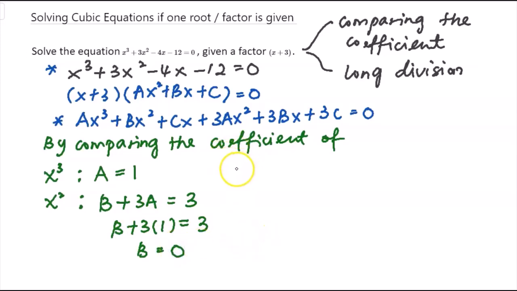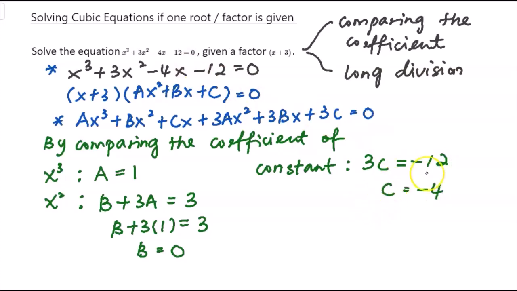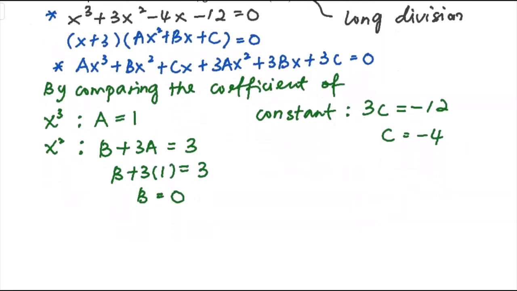Alright, so now thirdly, I will try to find the c. For c, you can compare the coefficient of the x, or you might compare the constant, because the constant also involves the c. Coefficient of the x also involves the c. Alright, so for this situation, I will compare the constant. That looks easier. So the constant in this expansion is 3c, and the constant given by the question, by the equation, is negative 12. So the c will be equal to negative 4. So now we already got the three values, that is our a, b, and c.